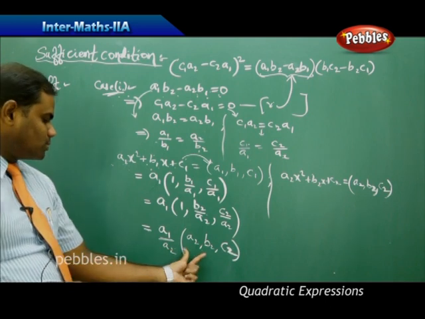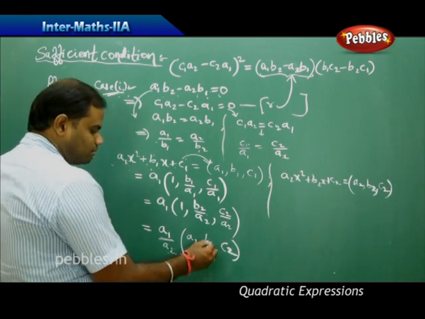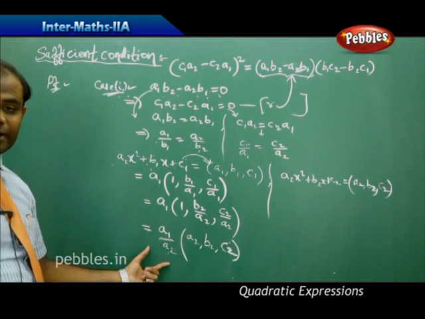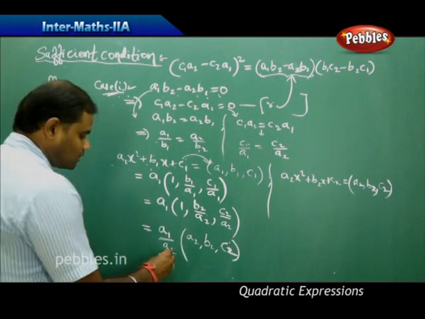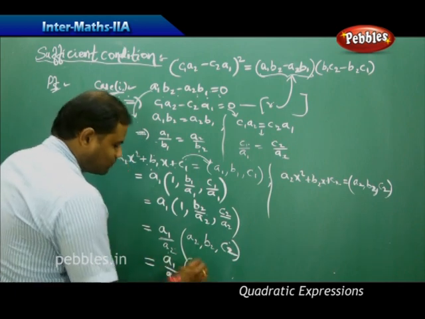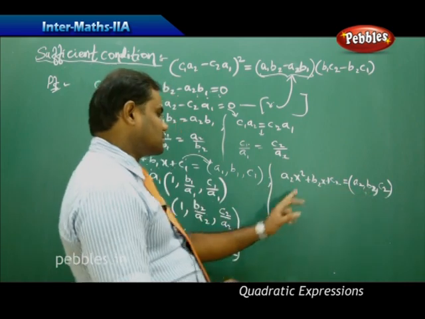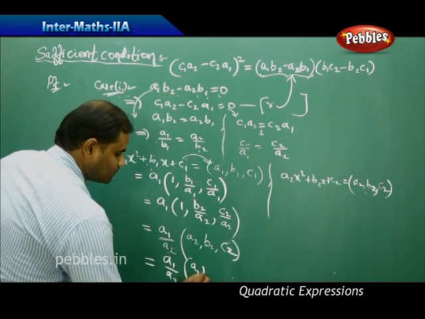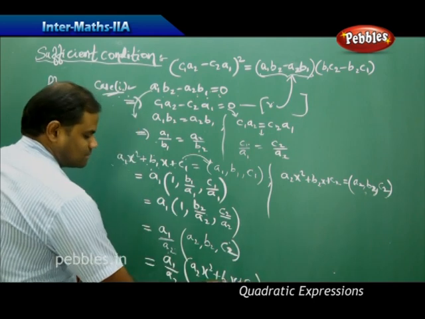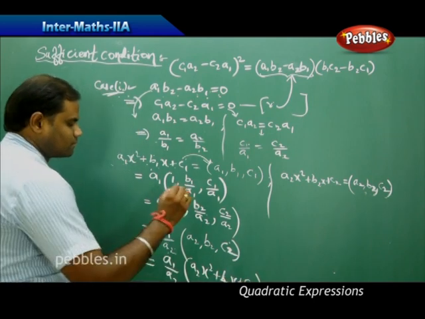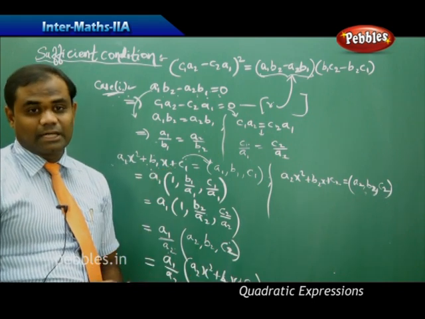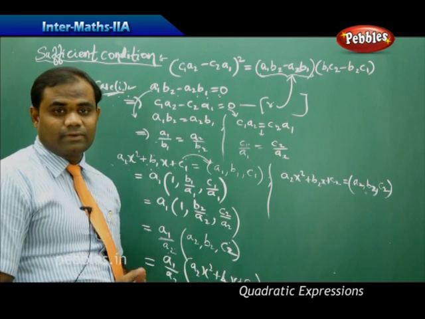Again bringing a2 back inside, I get 1, b2 by a2 and c2 by a2, that is, taking a2 outside the bracket. Now as I see this, I see that this is a1 by a2 of (a2, b2, c2), which is a2x squared plus b2x plus c2. Therefore, the first quadratic equation can be expressed as a multiple of the second quadratic equation.